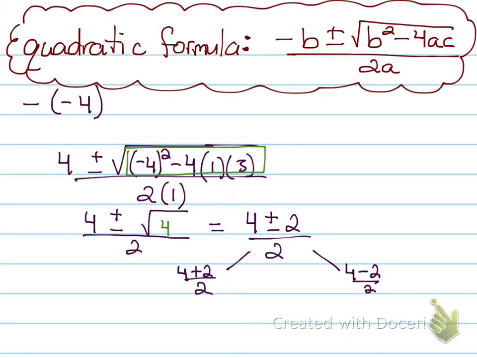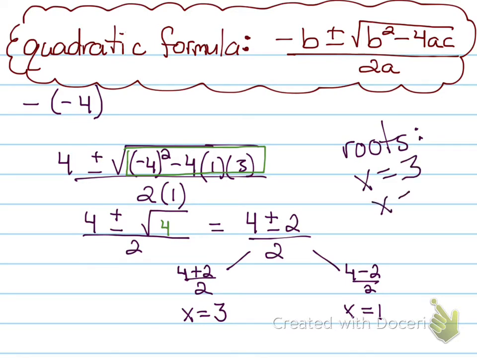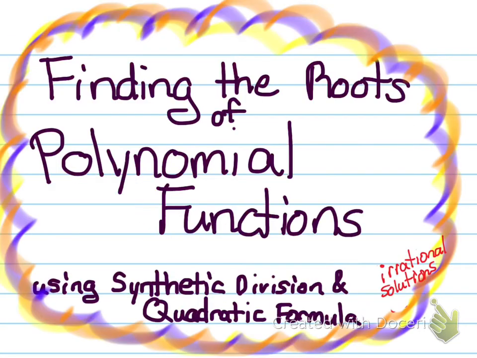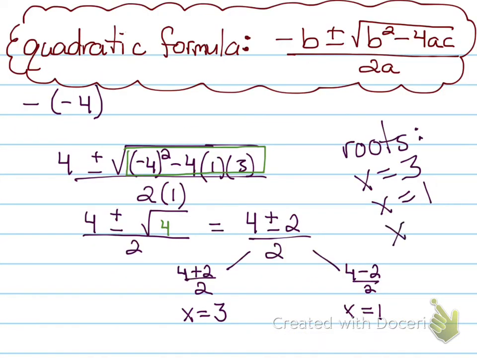Now the 4 plus 2, which is 6, divided by 2 equals 3. So that's one root. And then the 4 minus 2, which is 2, divided by 2 gives me 1. So that's the other root. So all of the roots for this particular polynomial will be x equals 3, x equals 1, and we can't forget about the original root that we found, which was -1. And that's it.